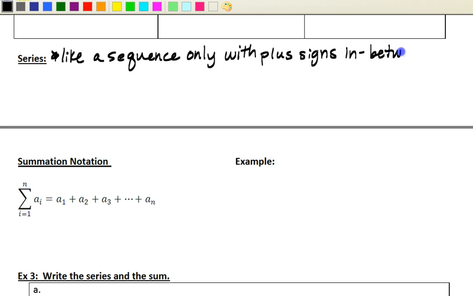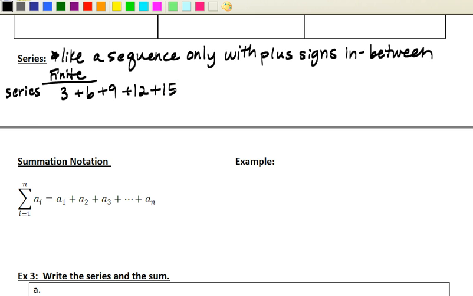And you can have a finite sequence and an infinite sequence. So let me show you. And then just as a comparison, a series specifically would look like this: 3 plus 6 plus 9 plus 12 plus 15. And because I have the pluses, I can also find the sum of the series. So I would add them all together. And that's just a review.